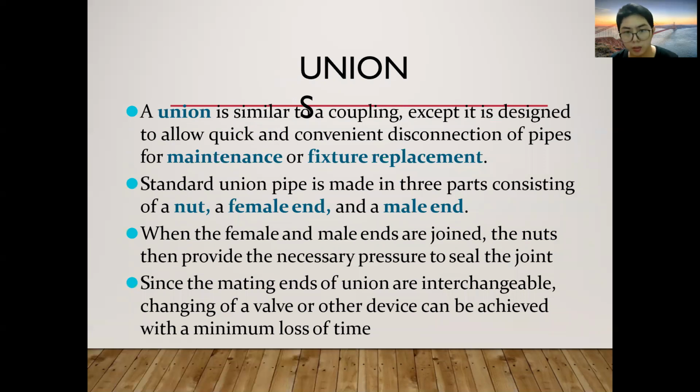Next is union. A union is similar to a coupling, except it is designed to allow quick and convenient disconnection of pipes for maintenance or future replacement. A standard union pipe is made in three parts: the first is the nut, the second is the female end, and the last is the male end. When the female and male ends are joined, the nut provides the necessary pressure to seal the joint. Since the mating ends of a union are interchangeable, changing a valve or other device can be achieved with minimal loss of time.